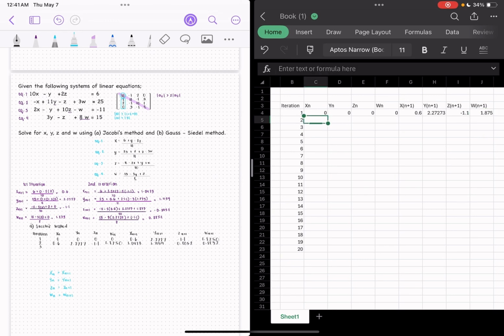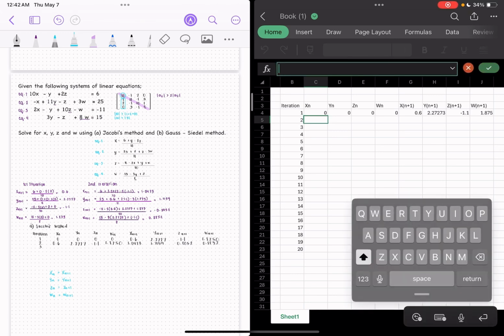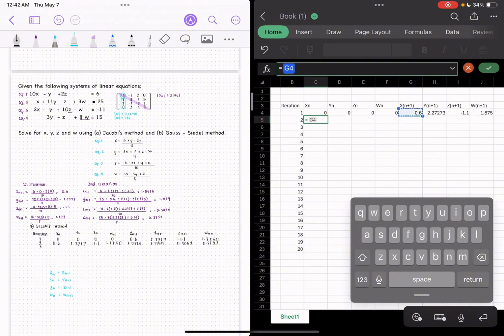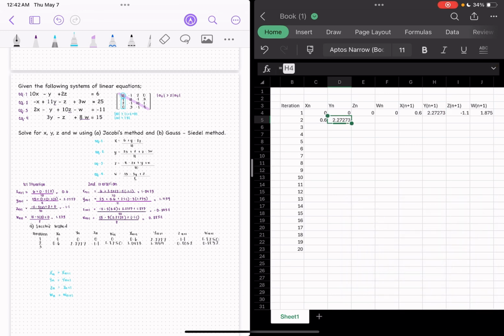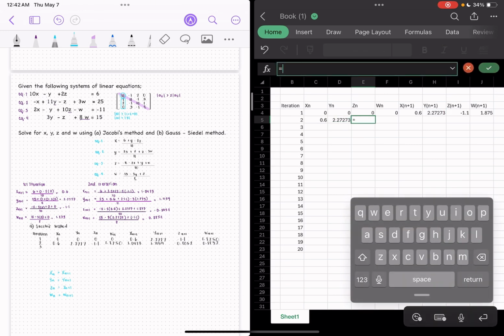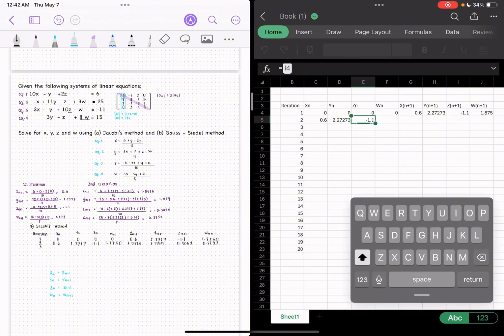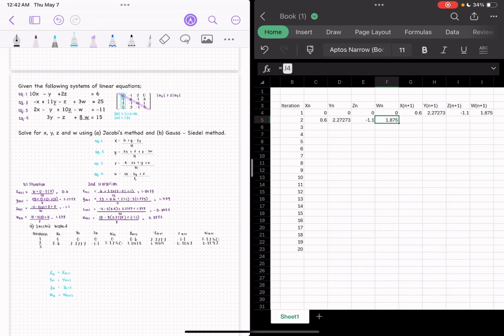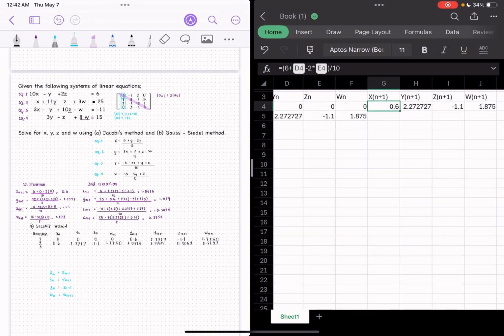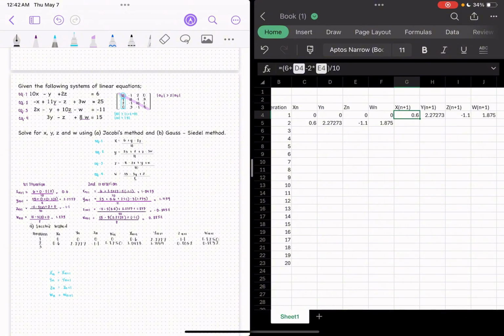sub n, and w sub n would be the value from our x sub n plus 1, y sub n plus 1, z sub n plus 1, and w sub n plus 1. So x sub n would be equal to this one. Y sub n would be equal to this one. Z sub n would be equal to this one. And w sub n would be equal to this one. Next, we're just going to drag the formula down and see when our values will be equal to one another.